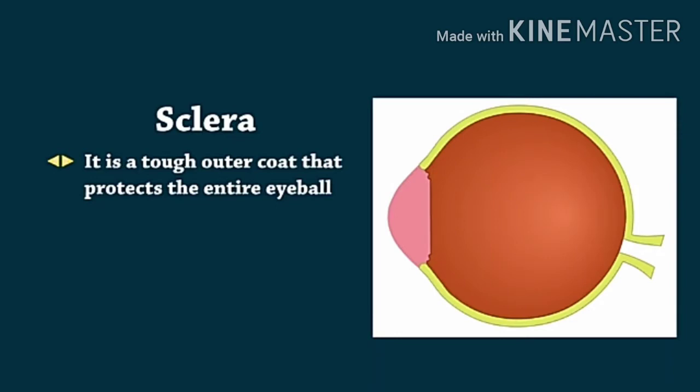Sclera. It is a tough outer coat that protects the entire eyeball. In this diagram, the yellow layer shows the sclera layer. It is opaque, fibroelastic tissue and mostly hidden in the orbit. It protects and maintains the form of the eyeball.